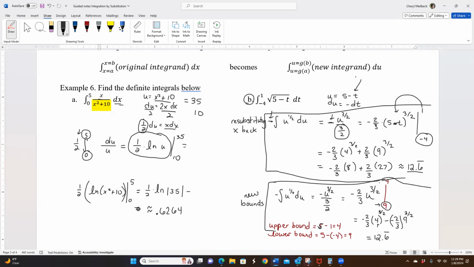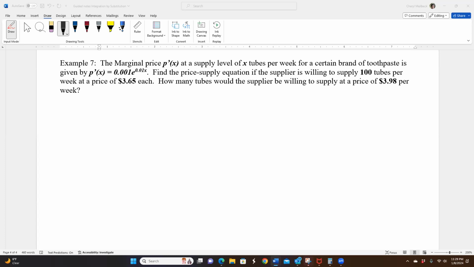All right, let's go ahead and look at an application problem. Example 7 says the marginal price, P prime of x, at a supply level of x tubes per week of a certain brand of toothpaste is given by P prime of x equals 0.001 e to the 0.01x. Find the price supply equation if the supplier is willing to supply 100 tubes per week at a price of $3.65 each. How many tubes will the supplier be willing to supply at a price of $3.98 per week? Let's give it a shot.